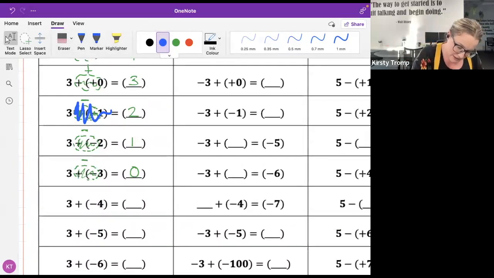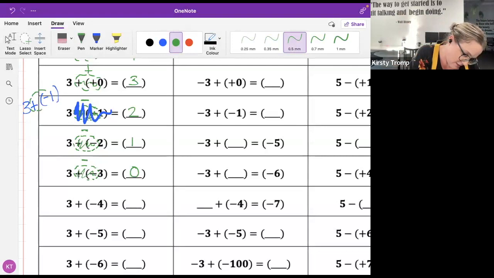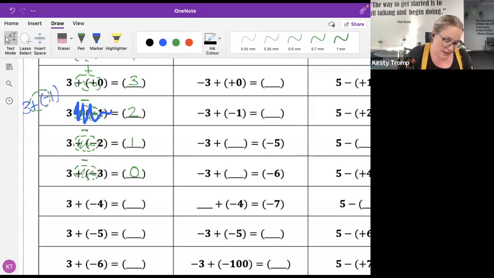Okay, so let's rewrite some here on the side. So I had 3 plus -1, okay? So Tara Jane, you tell me, when I have a positive sign and a negative sign right next to each other, what's the first thing I must do? Circle the positive and negative. Good. Circle the positive and the negatives. Good.